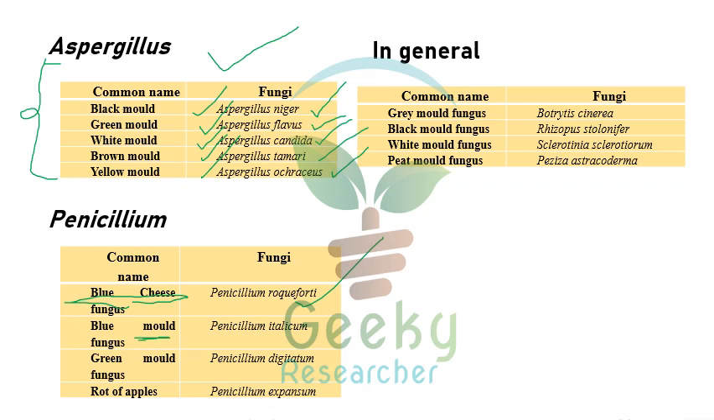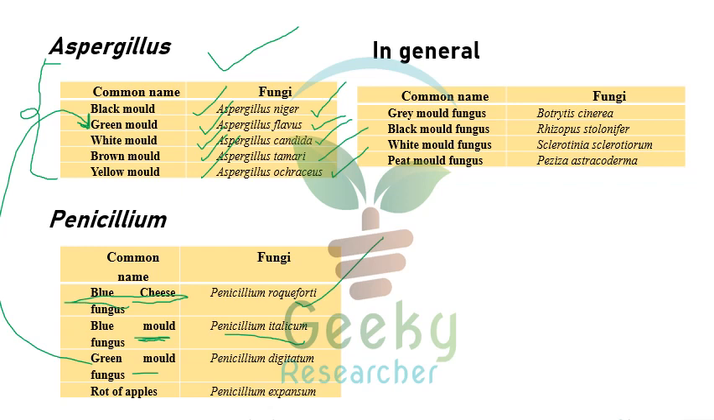It's not the blue mold of Aspergillus. It's the blue mold of Penicillium. It is called Penicillium italicum. Green mold is also seen in Penicillium, and in Aspergillus also we have seen green mold. When it comes to the Aspergillus green mold, that is Aspergillus flavus. When it comes to the Penicillium green mold, it is Penicillium digitatum.